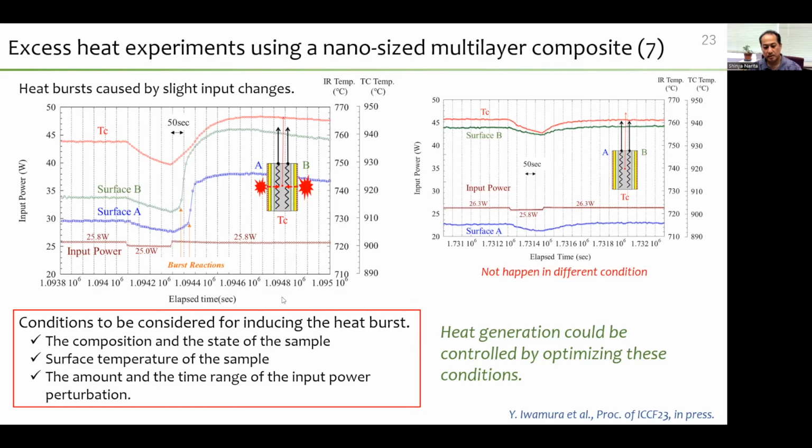So we would say that there are conditions to be considered for inducing the heat burst, such as the composition and the state of the sample, the surface temperature of the sample, and the time range of the input power perturbation. If these are well optimized, maybe we would say the heat generation could be controlled by optimizing these conditions.